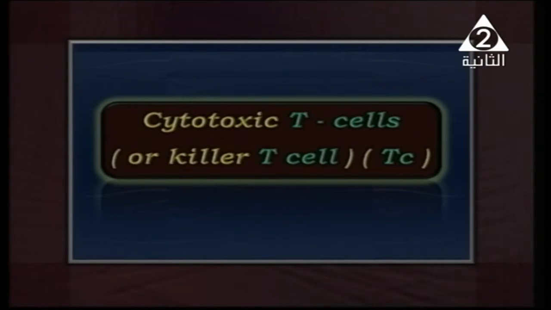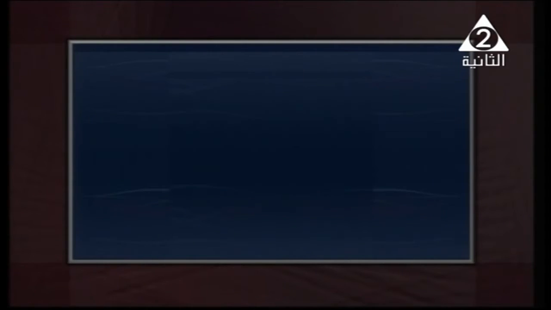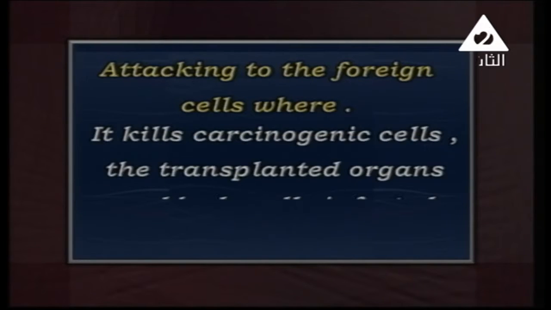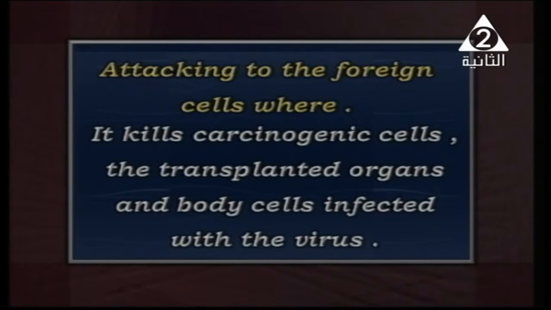Cytotoxic T cells or killer T cells attack foreign cells. They have a sharp function here, and after that they kill carcinogenic cells. Carcinogenic means cells that we suspect are infected with cancer. They are a kind of cell that is liable, or very weak, to become cancerous cells. And sometimes they are already cancerous cells.